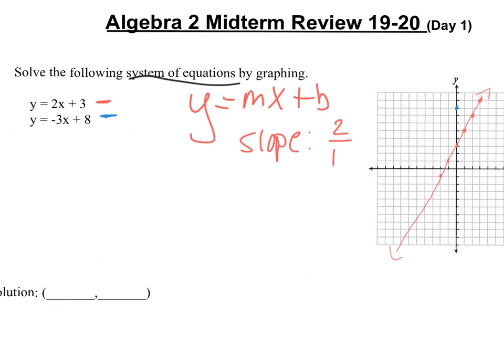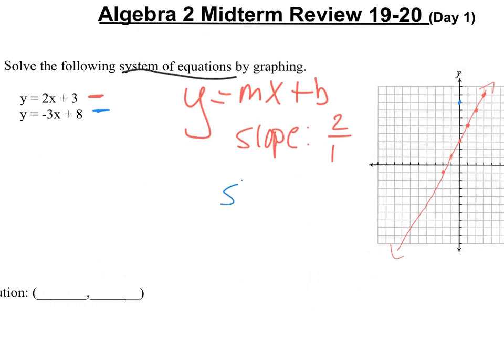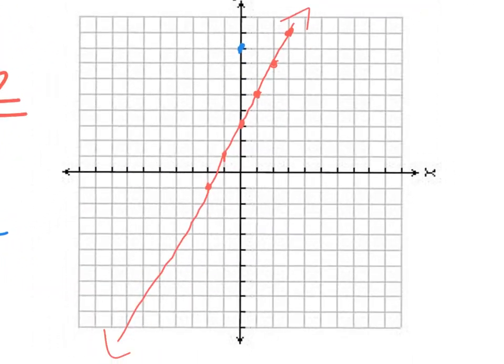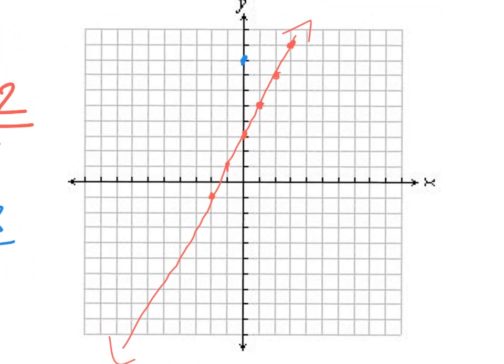And our slope is going to be negative 3 over 1. So I'm going to come over here, and that means I'm going to go down 3, 1, 2, 3, and over 1. What do you know? That's where our intersection is. So I'm really just going to sketch the rest of it because it doesn't matter. That's going to be our point of intersection right here.